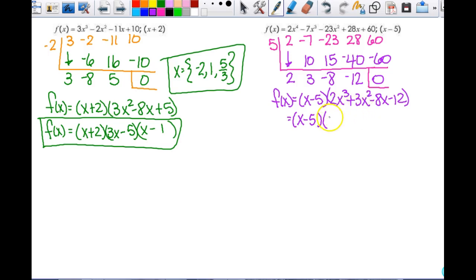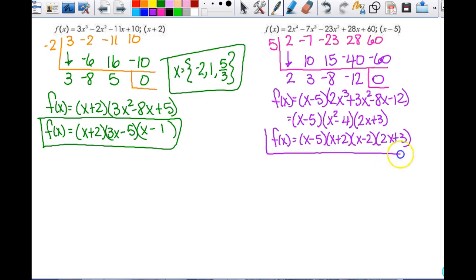But out of these first 2 terms, I can factor out an x squared. Last 2 terms, I can factor out a negative 4. That's going to leave me with 2x plus 3 left over. So then I can factor this farther. So f of x equals x minus 5 times x plus 2 times x minus 2 times 2x plus 3. This is my fully factored form, and if you cannot factor, this test is going to be a disaster for you. I need my zeros.